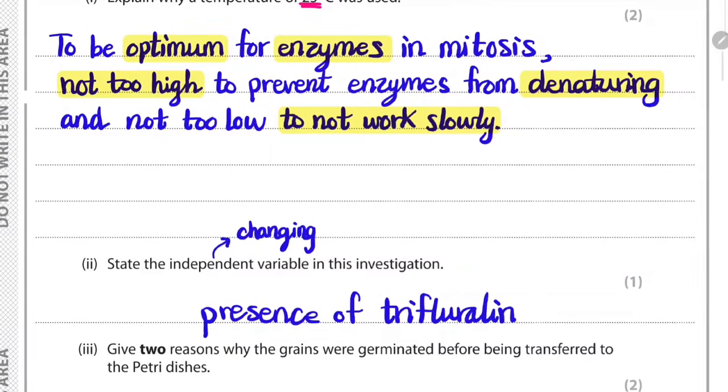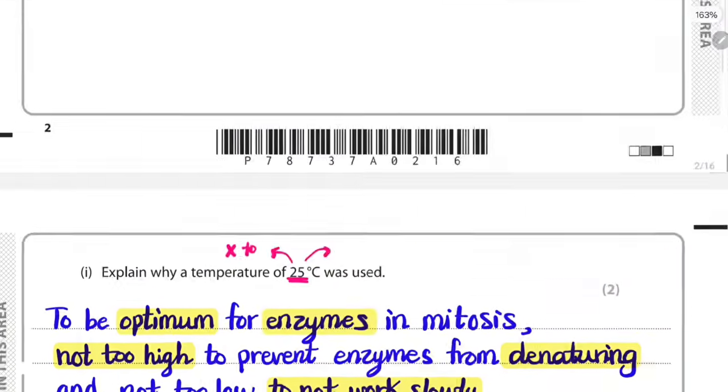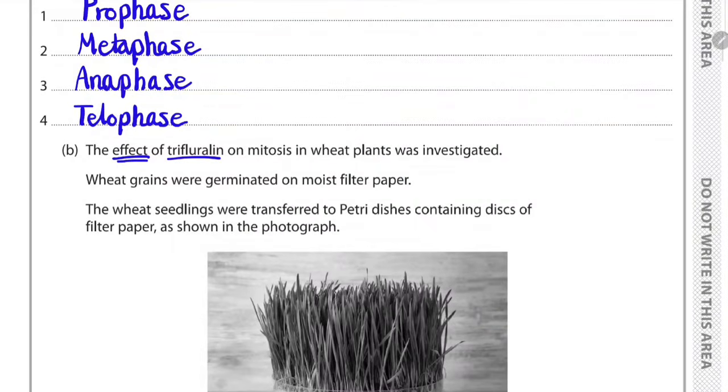Give 2 reasons why the grains were germinated before being transferred to the Petri dishes. We have germinated these grains before being transferred. Of course, I need them to be viable. I need them to work. I need to make sure that they all started the treatment at the same stage. They all started the treatment when they were germinated.